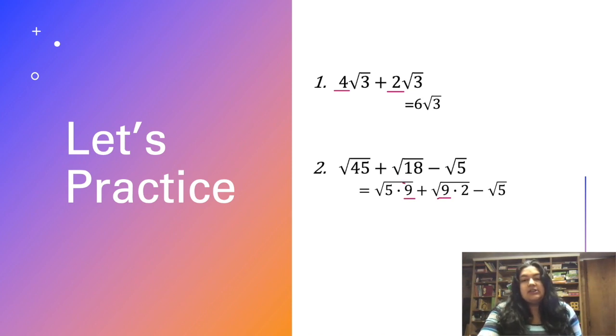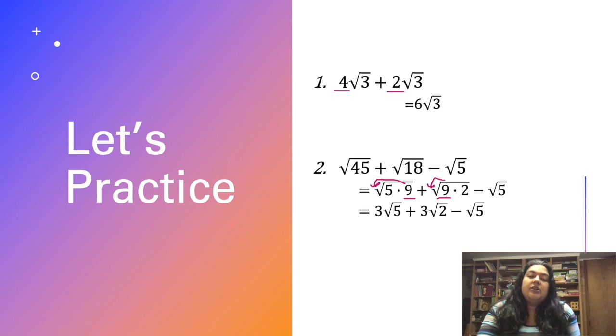The square root of 9 is 3. So I'm going to pull that out, and I'm going to do that again here. So it should be 3 times the square root of 5 plus 3 times the square root of 2 minus the square root of 5. So I'm looking again for like radicals. I can see that this is in the square root of 5 family.